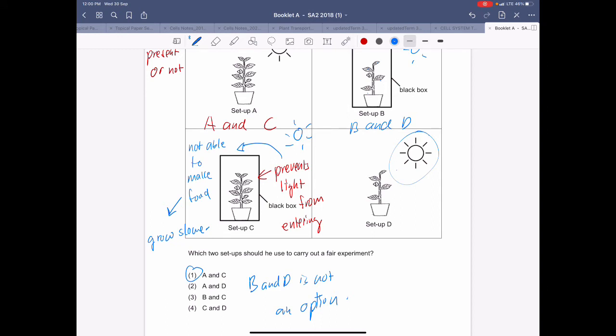Let's take a look at why the rest cannot. A and D cannot because different number of leaves. So wrong. B and C cannot. Why? Because different number of leaves. Cannot. C and D. Okay, why cannot? Because different number of leaves. So cannot. So the only plausible answer is number 1 in the options given. So this is still quite straightforward. You are only in trouble if they give you B and D also.